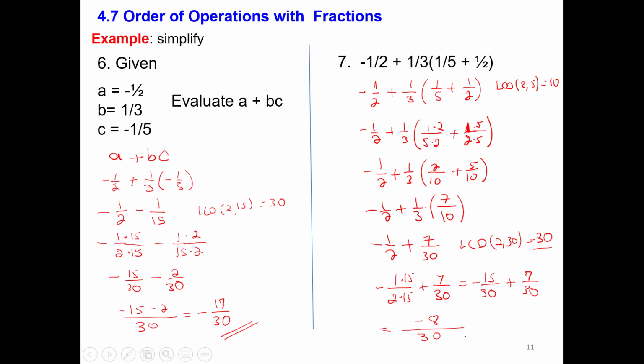Now we can reduce this fraction. We can divide by 2. Negative 8 divided by 2 is negative 4, and 30 divided by 2 is 15. Then the final answer is negative 4 over 15. Yes, this is the final answer, negative 4 over 15.